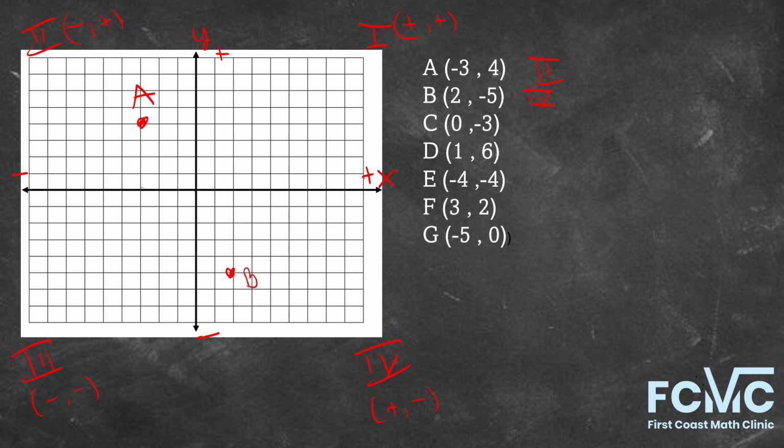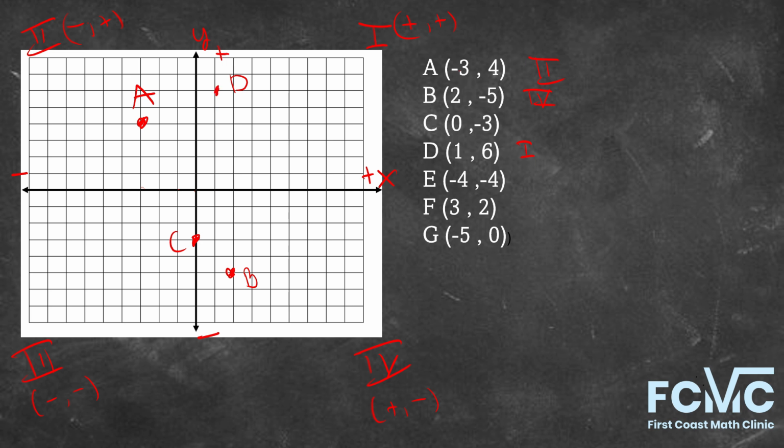C is 0, negative 3, so we're not moving left or right, it's going to be on the y-axis, so we're going to go down 3, 1, 2, 3. So C is going to be right here. And then D is 1, 6, so we're going to go over 1, up 6. This is going to be in quadrant 1 because it's positive, positive. 1, 2, 3, 4, 5, 6. So point D is going to be there.